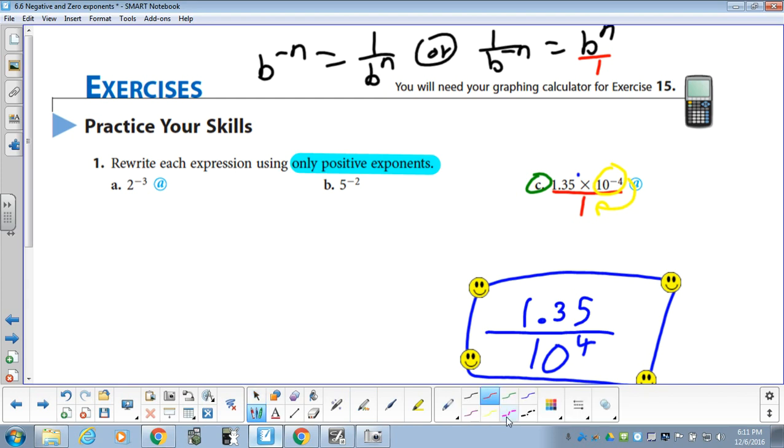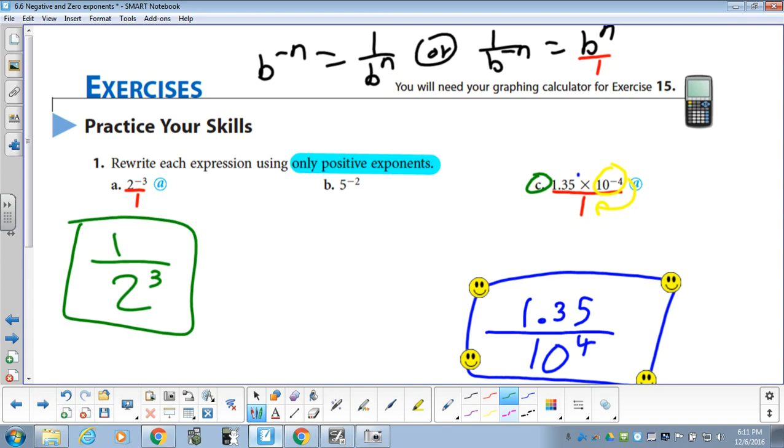Let's do one more. Let's do the first one. Notice I'm doing the ones that the book already gives you the answer to. That's what that light blue A means. So we take it and it's over 1. So we need to bring it to the other side when it's negative. 1 over 2 to the 3rd power. Now that is number 1.